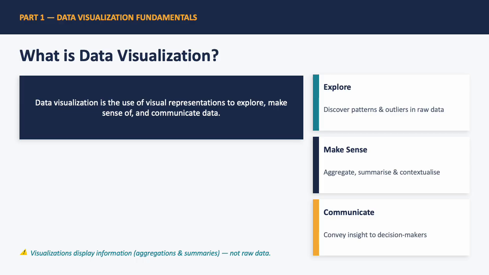In the early stages of an analysis, visualizations help us discover patterns, outliers, and relationships that would be invisible in a raw table of numbers. Then the second, that is to make sense. Once we have data, visualizations help us to summarize, aggregate, and contextualize it. And the third purpose is to communicate, to convey insight clearly to other people who need to make decisions.